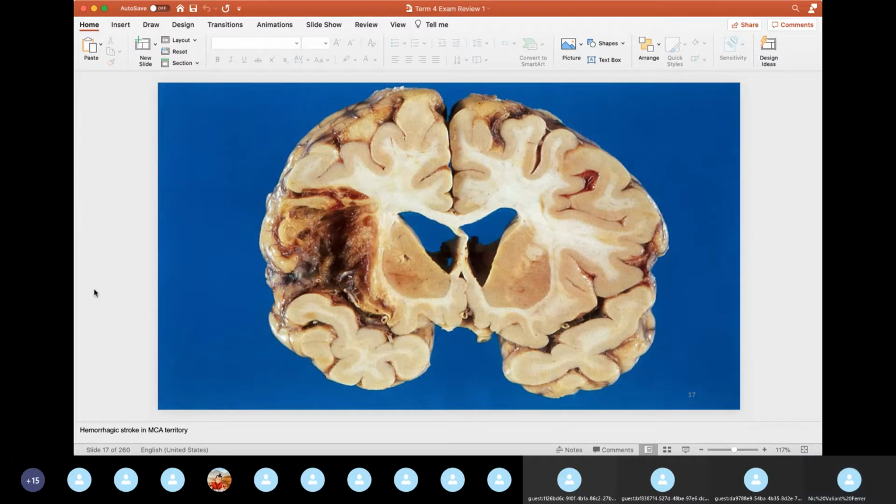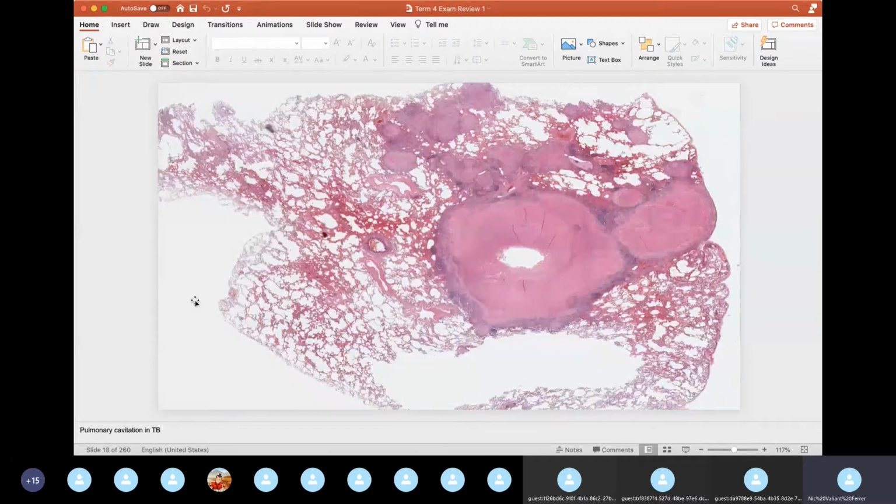necrosis. Let's look at this image here. It's a nice image. What do you think this is? What kind of necrosis is this? In the lungs, right? What are we thinking? This is a pulmonary cavitation, so caseous. This is caseous necrosis. This is TB, right? Seen in TB. You're going to learn later.